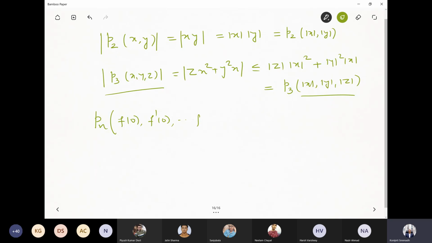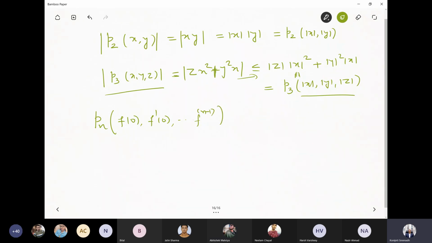Sir, will the sign not be less than or equal to here? It will be less than or equal to, because there is a plus here. Sir, for P3, what is written last, z x square plus y square x, these two are equal, no? This is nothing but P3 of mod x, mod y, mod z, right? The first term is equal, and from here apply the triangle inequality: mod a plus b is less than or equal to mod a plus mod b, and that is P3 of mod x, mod y, mod z. Yes sir, clear.